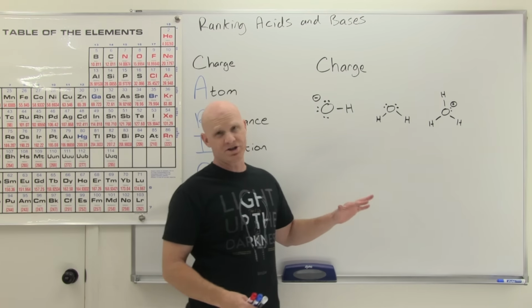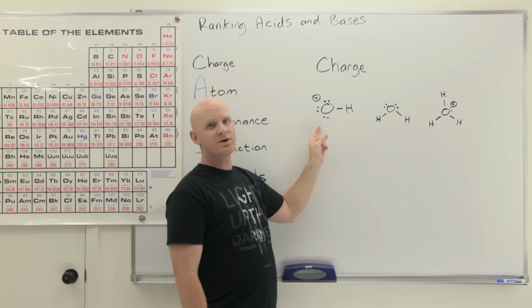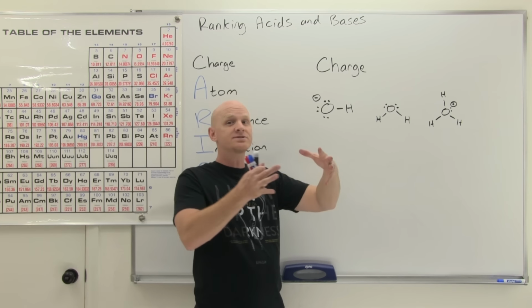All right, so charge here. It turns out when you get a negative charge, that raises the energy of the electrons. When you have more electrons around that oxygen nucleus, they can't get as close to the nucleus because they're repelling each other, and so they spread out.